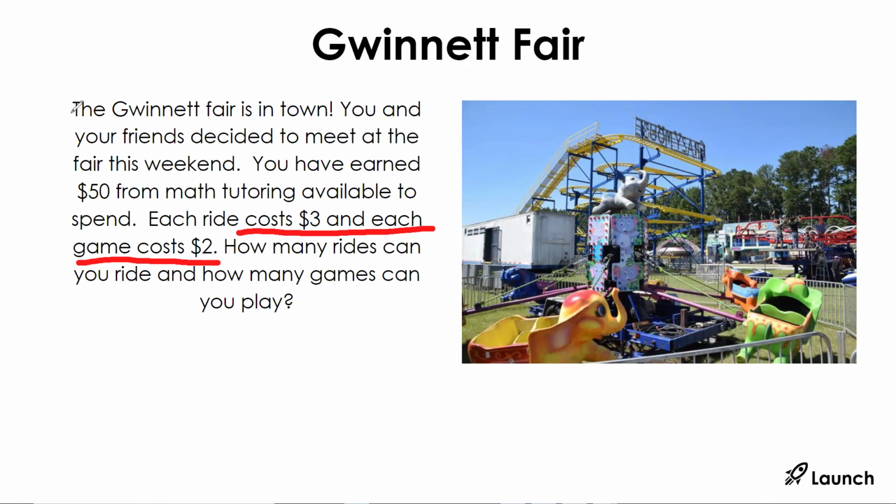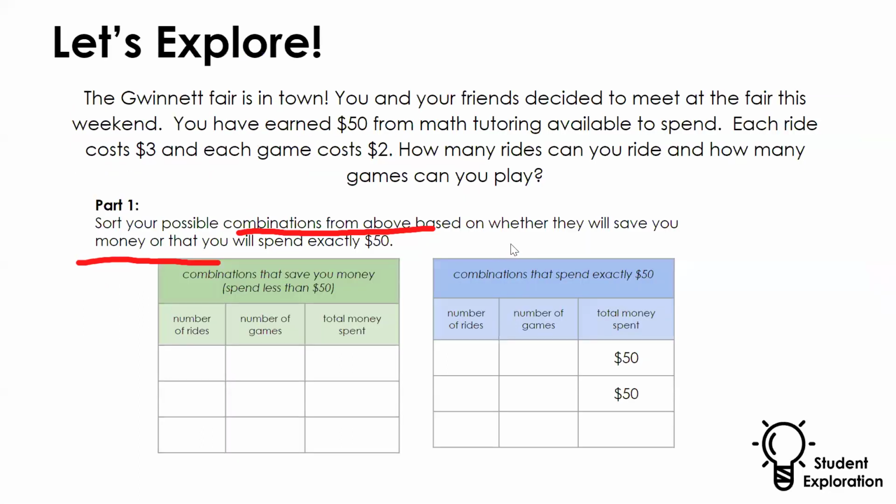Okay, so that's our thought. On your paper, we're going to fill in the possible combinations from above based on whether they will save you money or that you will spend exactly $50. So we've got to spend less than $50. So the number of rides versus the number of games, and then the total money that was spent.